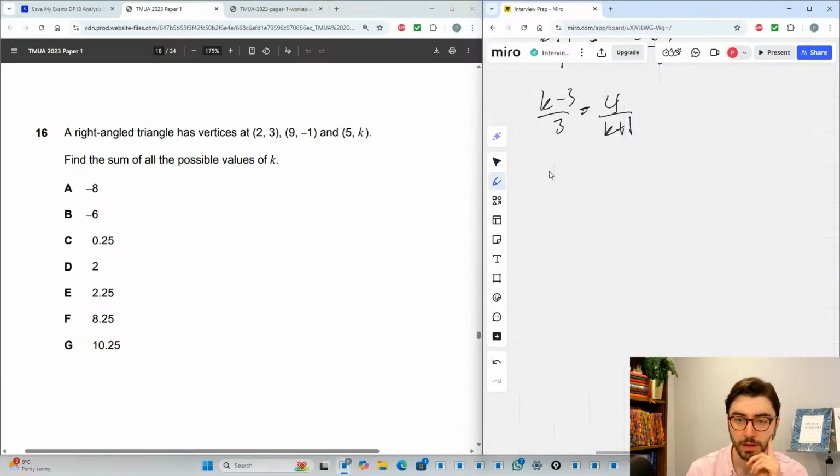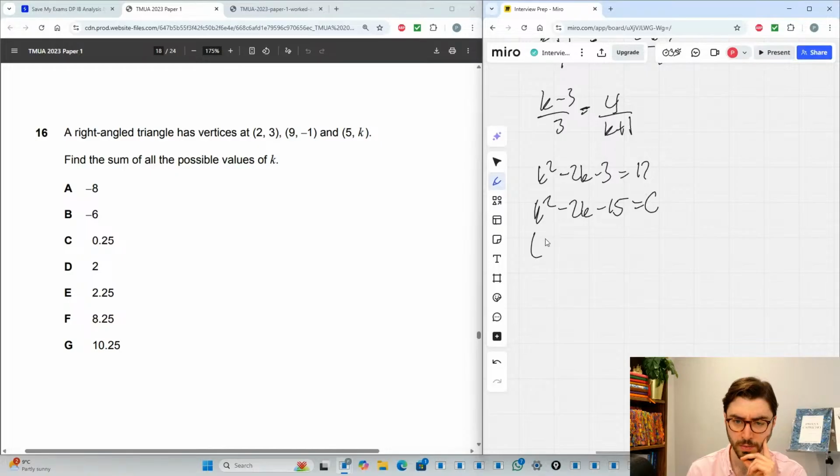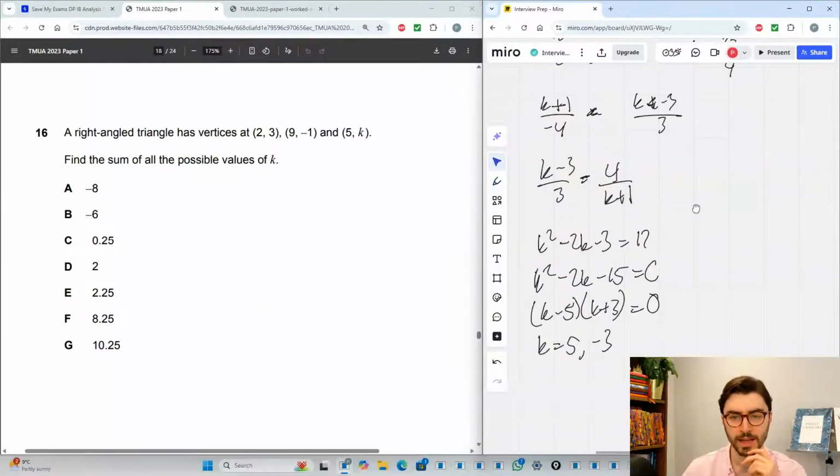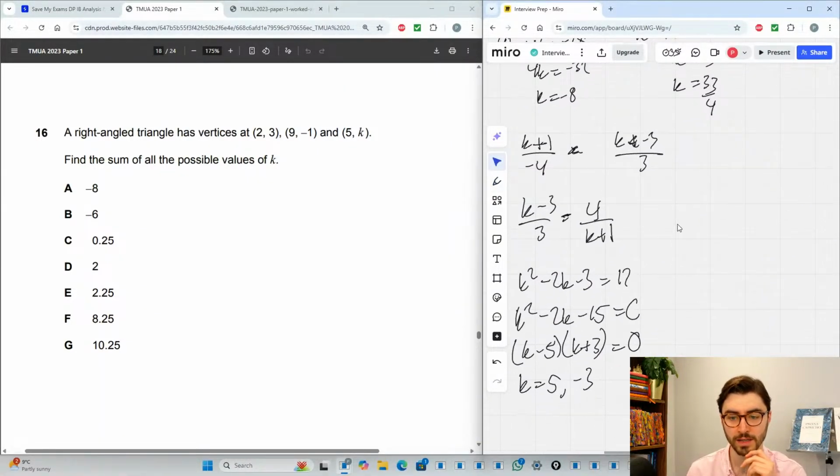which gives k squared, so minus 3k plus k, so minus 2k minus 3 equals 12. So k squared minus 2k minus 15 equals 0, which would be k minus 5, k plus 3. So k would be equal to 5 and minus 3. So let's add that to the previous values of minus 8. So we have 5 minus 8 minus 3 plus 8 and a quarter. So that plus a quarter, so 2 plus a quarter, so 2.25 is E.